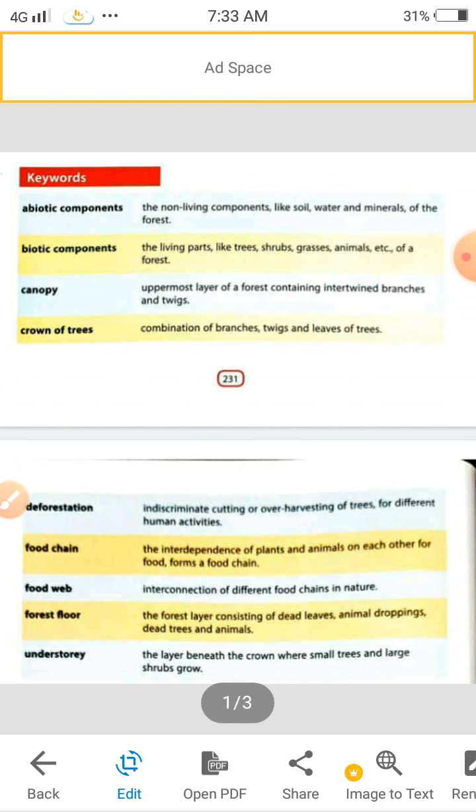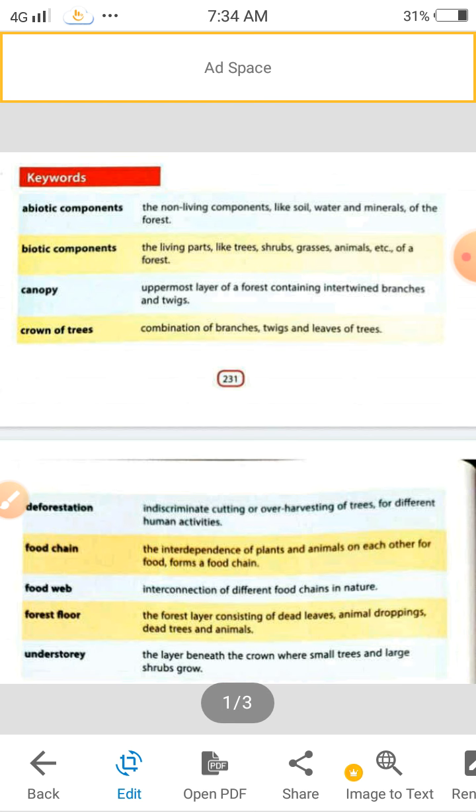Third is the canopy. The uppermost layer of a forest containing intertwined branches and twigs is called the canopy. Next is the crown of the trees. What is the crown of the trees? The combination of branches, twigs and leaves of the tree. Branches, leaves and twigs collectively form the crown of a tree.